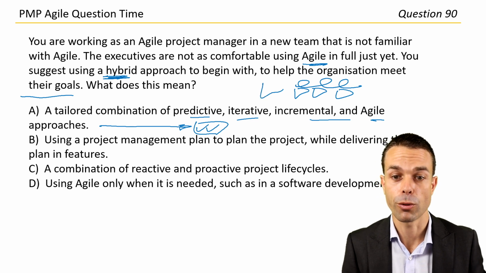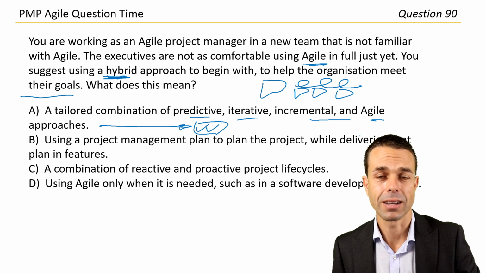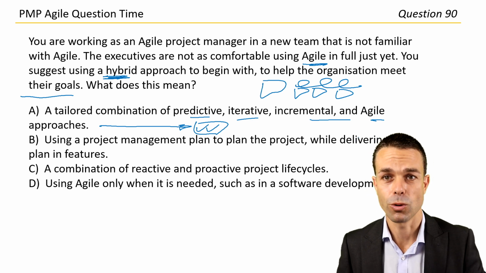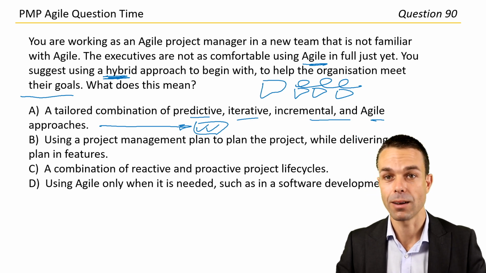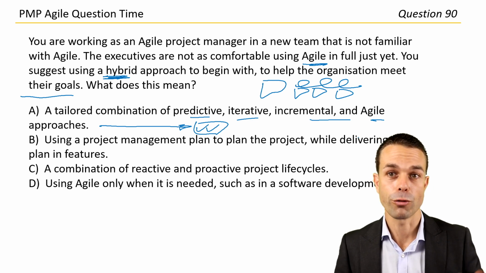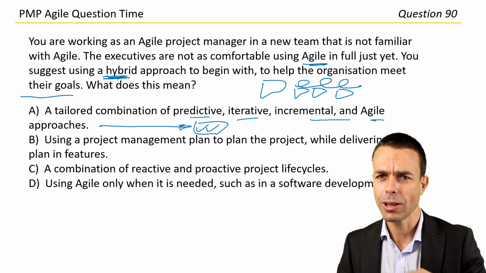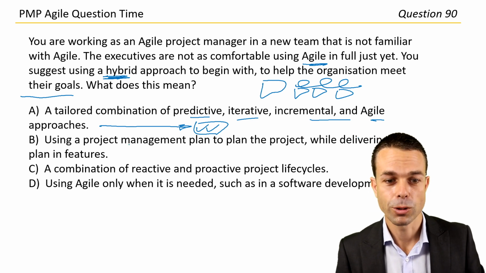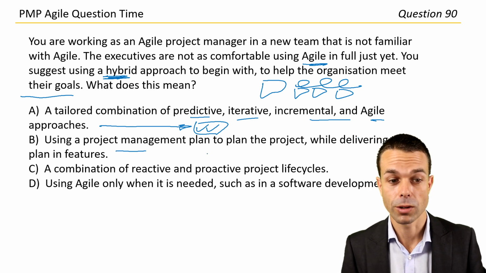We might have an overall project plan. It might be a release train of features or larger features where we're needing that project plan and some of those waterfall approaches to make it an overall hybrid approach. So I really like that one. What else have we got? Using a project management plan to plan the project while delivering in features?